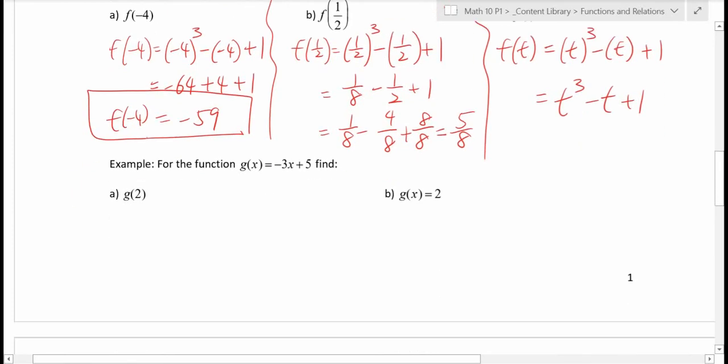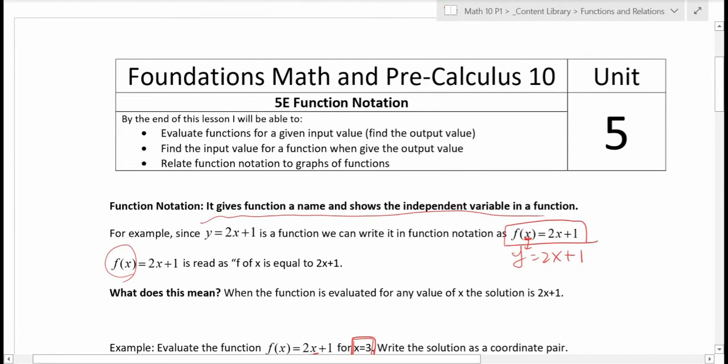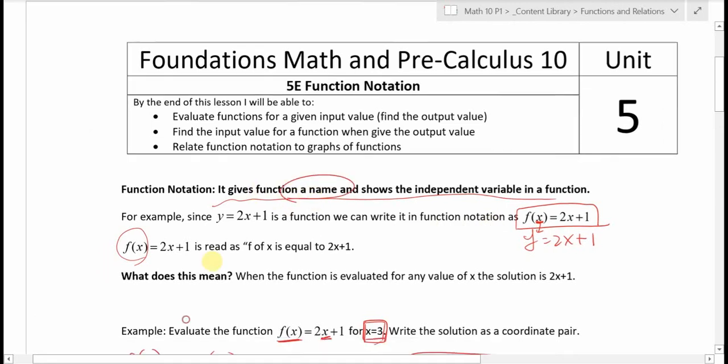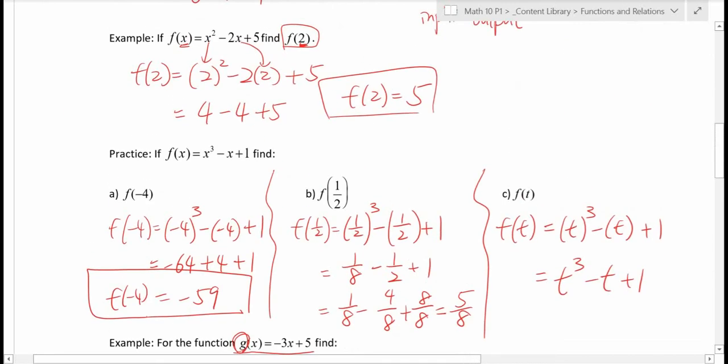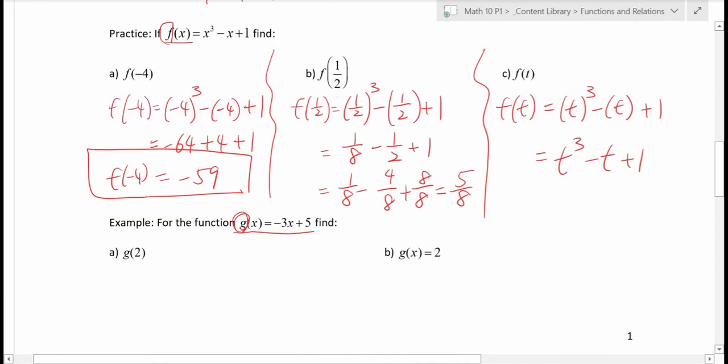Now here's the second example. It says here we have the function g of x. G is the name of the function. Earlier we talked about how function notation gives the function a name. So here, this has a name of g. Earlier we had the function f, the function is called f. In this case, the name of the function is g.